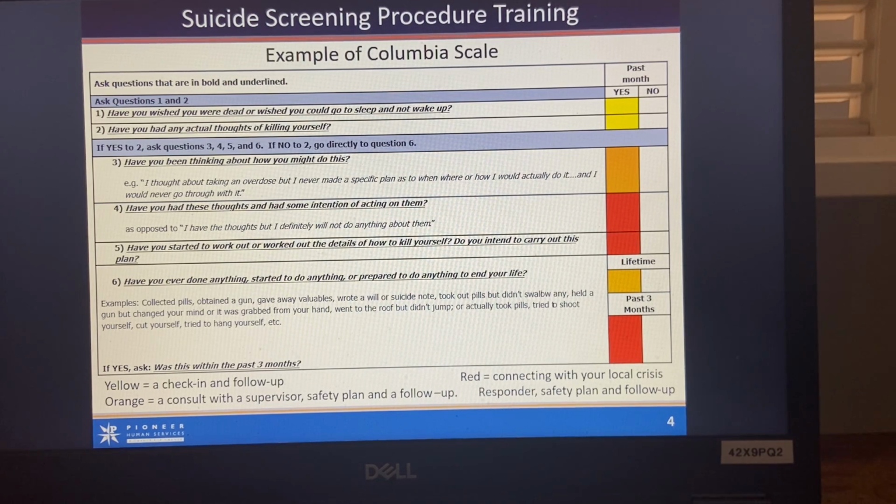We hope that the staff will utilize this scale every time they are in conversation with a client and a client is expressing suicidal ideations and/or self-harm behaviors. This scale is primarily used by the clinical team, but our hope is that once we have resident treatment specialists take mental health first aid, that they will also be able to administer this Columbia scale.